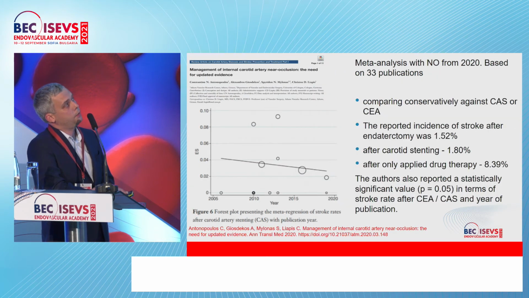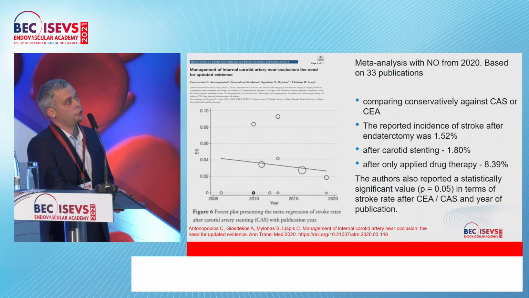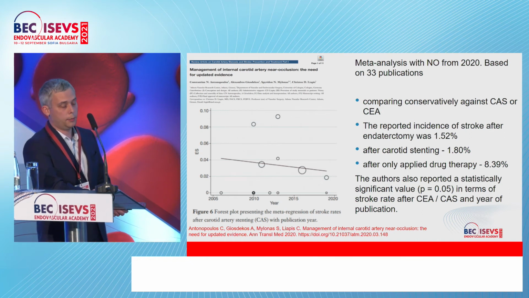Another meta-analysis published in 2020, which is based on 33 publications from the period between 2005 and 2020, reports the incidence of stroke after endarterectomy of about 1.5% and the incidence of stroke after carotid stenting of 1.8%, but in any case, this is probably more than 5 times lower than the incidence of stroke after only drug therapy, which is 8.4%.